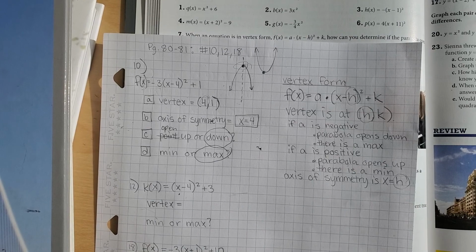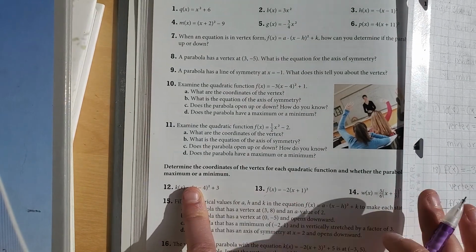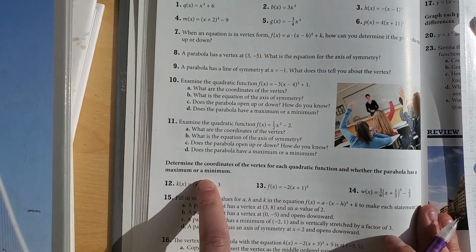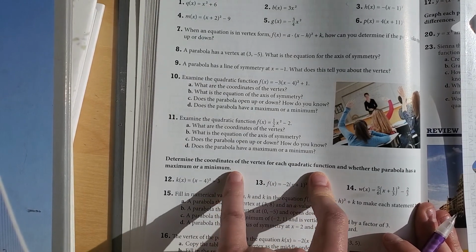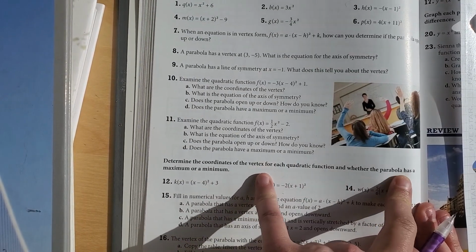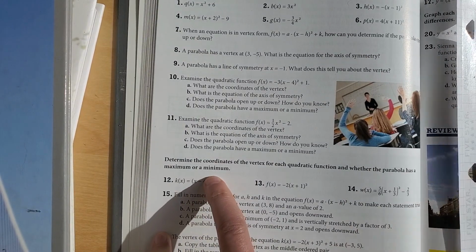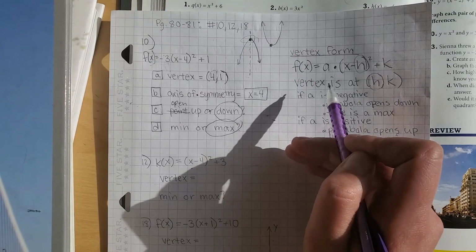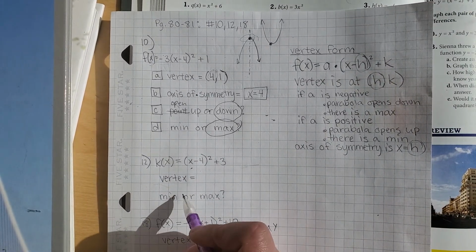Okay, on to question 12. So 12 will be a little shorter. That one says, determine the coordinates of the vertex for each quadratic function, so just what we've been doing, finding the vertex, and tell us whether the parabola has a max or min, which again we can find from looking at the a.